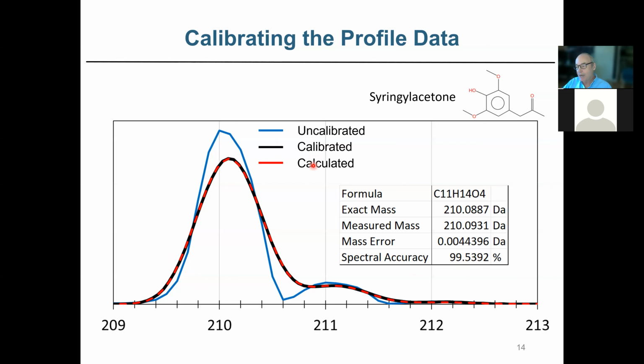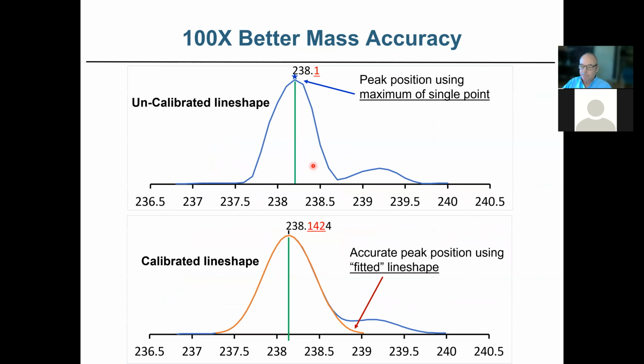But it does require running in profile mode, and it does require, fortunately, very easily on a GCMS, to turn on the calibration gas at some point. Usually a calibration will hold for a couple of days. So how does that work? How do we get 100 times better mass accuracy?